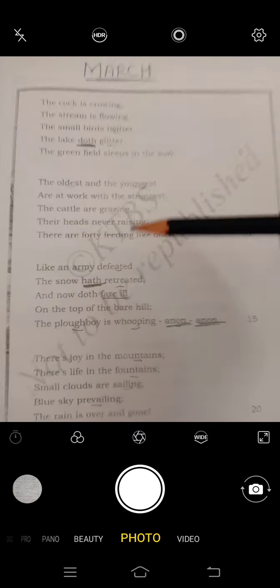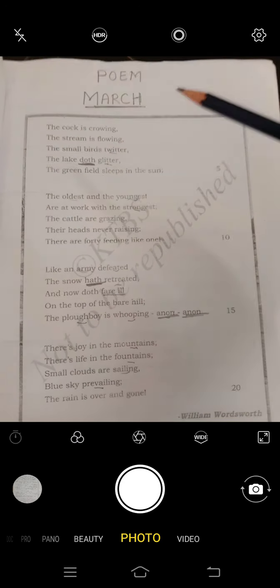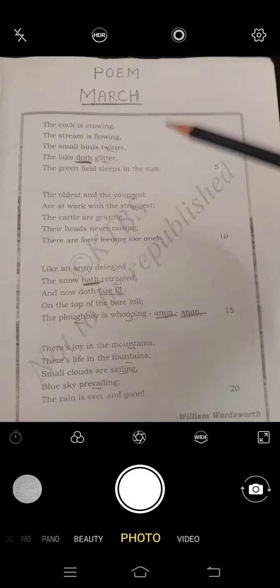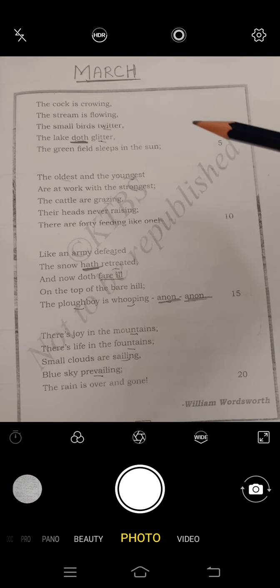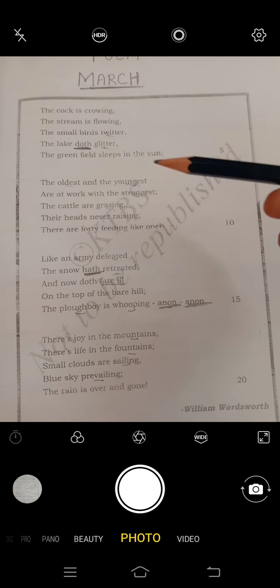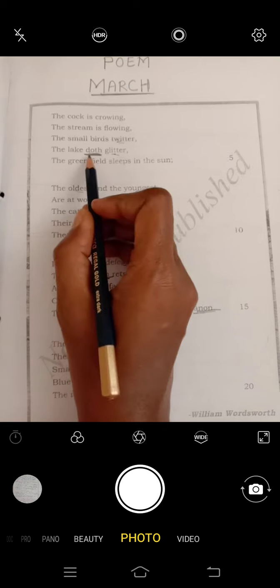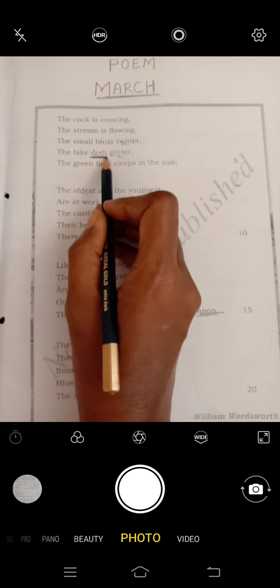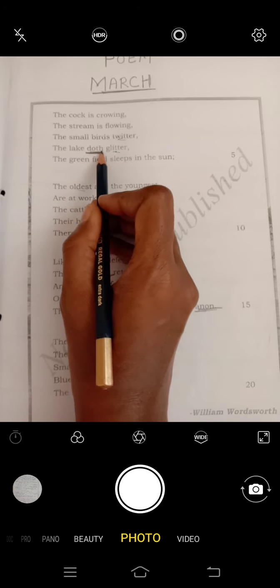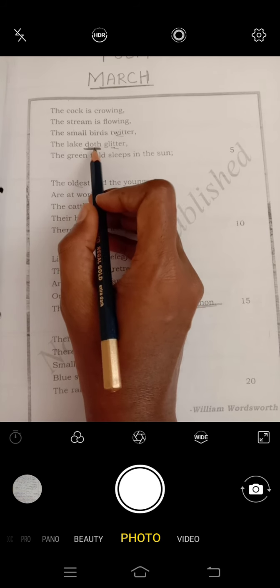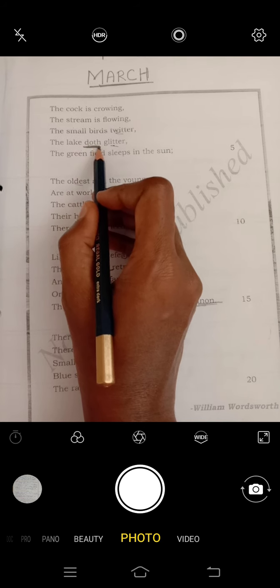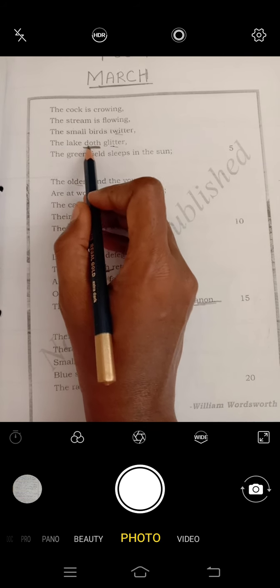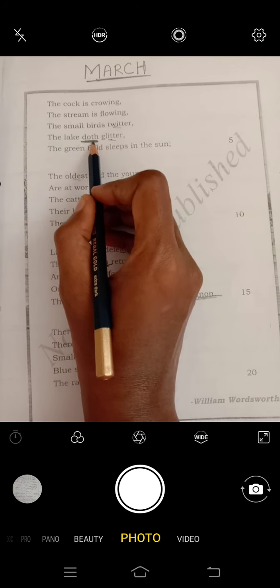So in this poem there are three archaic words. Archaic words means something old fashioned that is no more used. Here in this poem, I would like to mark this word doth. This word doth is used in old fashioned language as do or does. Doth means do or does.